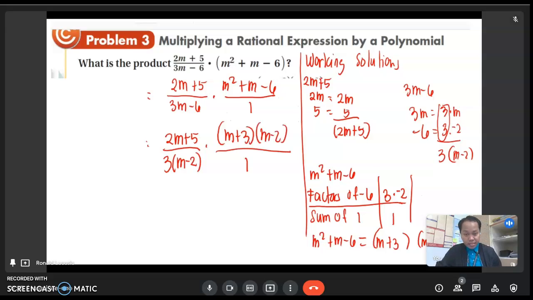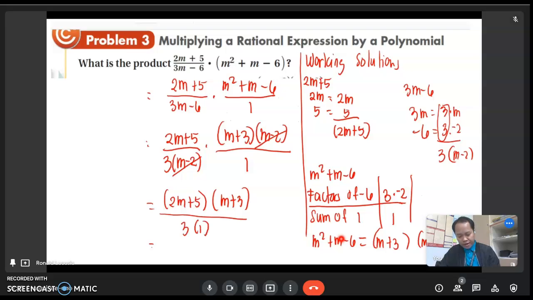And you look at the things that you can cancel out, or that are common. This one is common to the numerator and denominator. And that's it. So multiply the numerator and the numerator. Next, you have the denominator and denominator, so that's 3 times 1. So the final answer is 2m plus 5, m plus 3 all over 3. This is the simplified form.